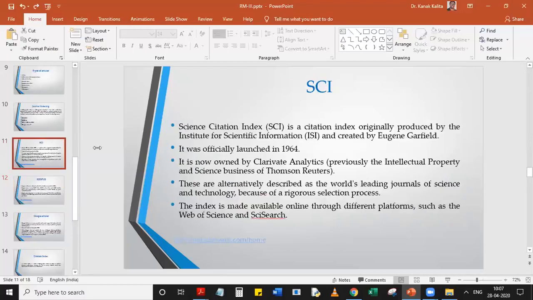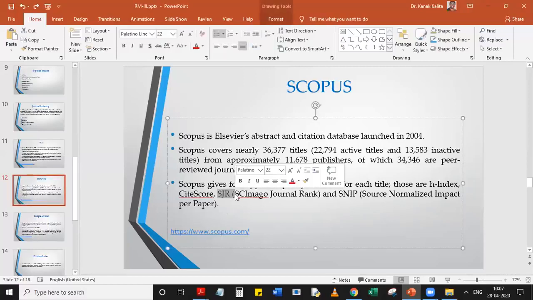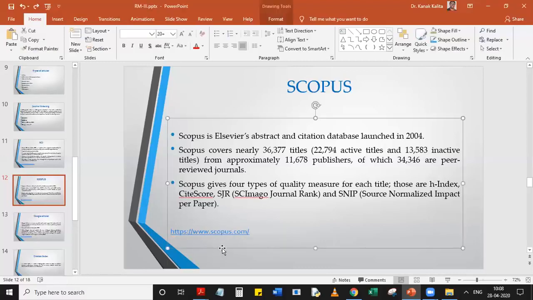In the case of SCI, it is called the impact factor, and in the case of Scopus, they give 4 different quality measures. These are generally H index, CiteScore, SJR, and SNIP. Among them, the SJR is the most important criterion. We'll see what SJR is and how we should use it when we are trying to publish, and what we should look at. I have also listed the website for Scopus here, and we'll look into this website and all the information we can get on it before publishing.